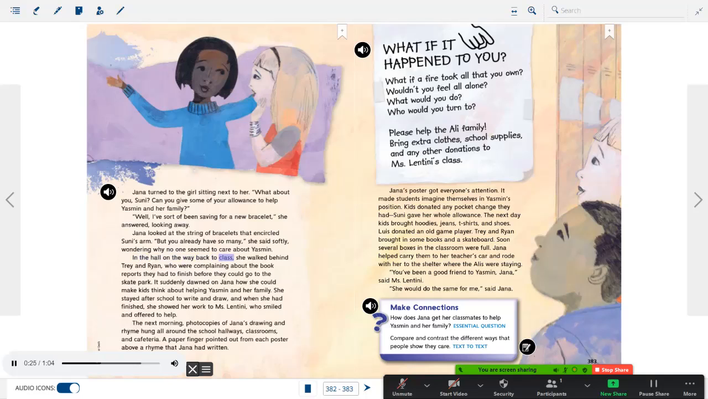In the hall on the way back to class, she walked behind Trey and Ryan, who were complaining about the book reports they had to finish before they could go to the skate park. It suddenly dawned on Jana how she could make kids think about helping Yasmin and her family. She stayed after school to write and draw, and when she had finished, she showed her work to Miss Lentini, who smiled and offered to help. The next morning, photocopies of Jana's drawing and rhyme hung all around the school hallways, classrooms, and cafeteria. A paper finger pointed out from each poster above a rhyme that Jana had written.